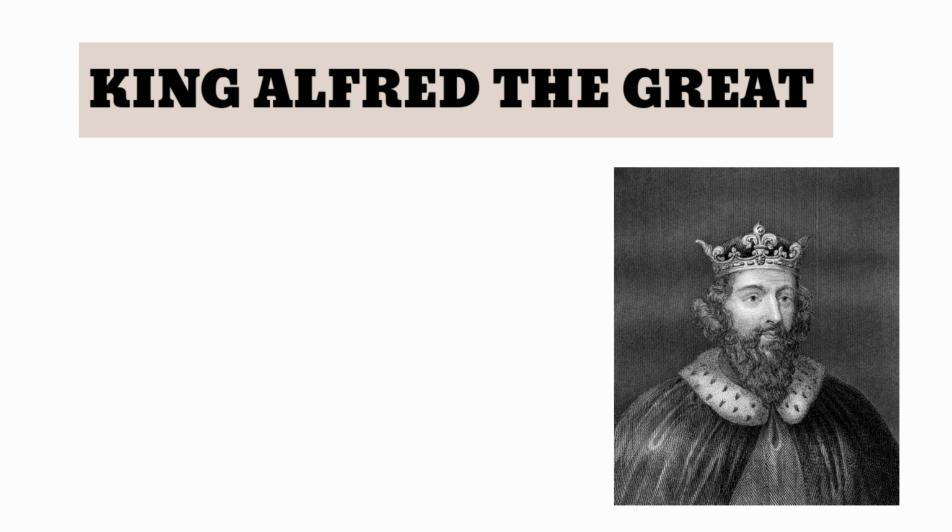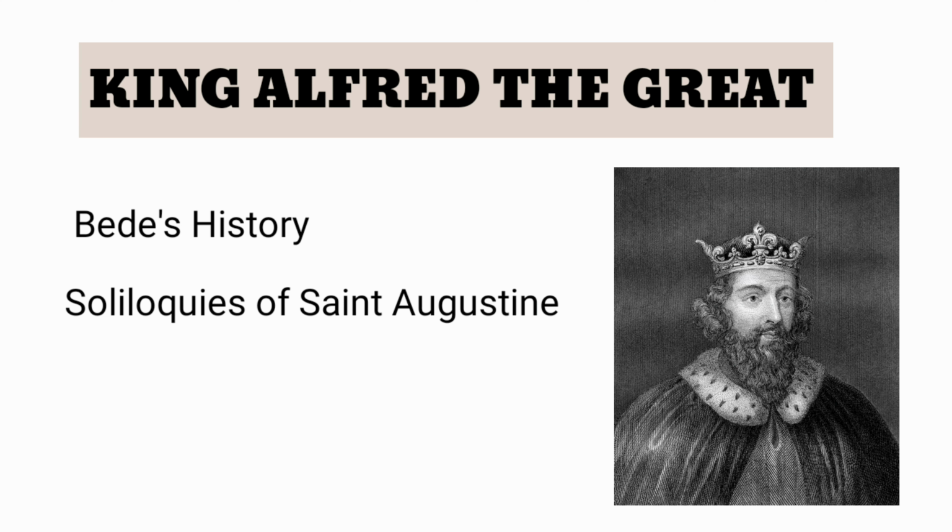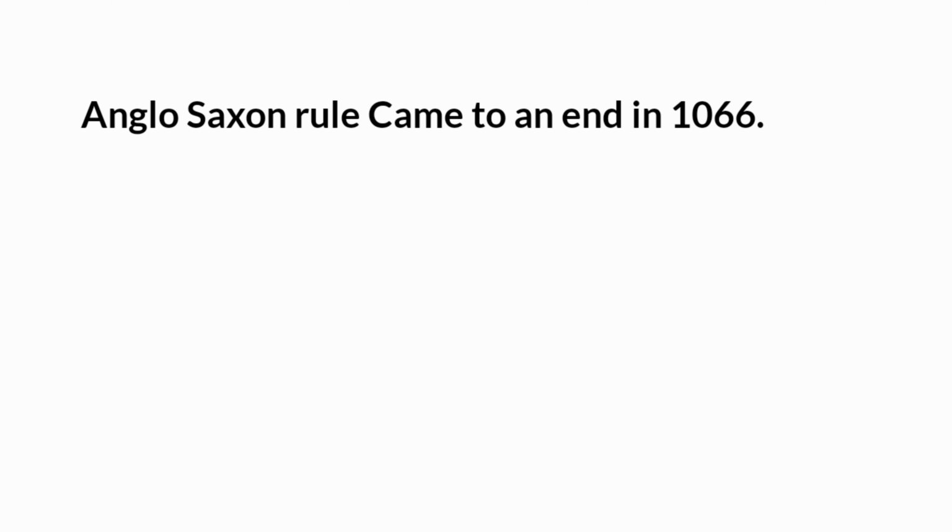Apart from being a great ruler, King Alfred the Great made some literary contributions as well. He is famously known for his translations. Some of his famous works are Bede's History, Soliloquies of St. Augustine, and Pastoral Care. Anglo-Saxon rule came to an end in 1066, and a new era was ushered in, the Anglo-Norman era, that we'll discuss.